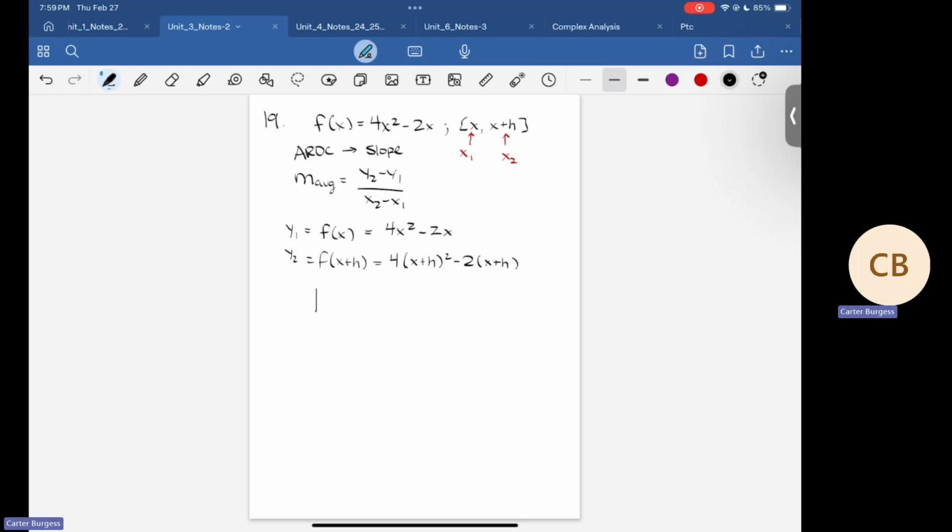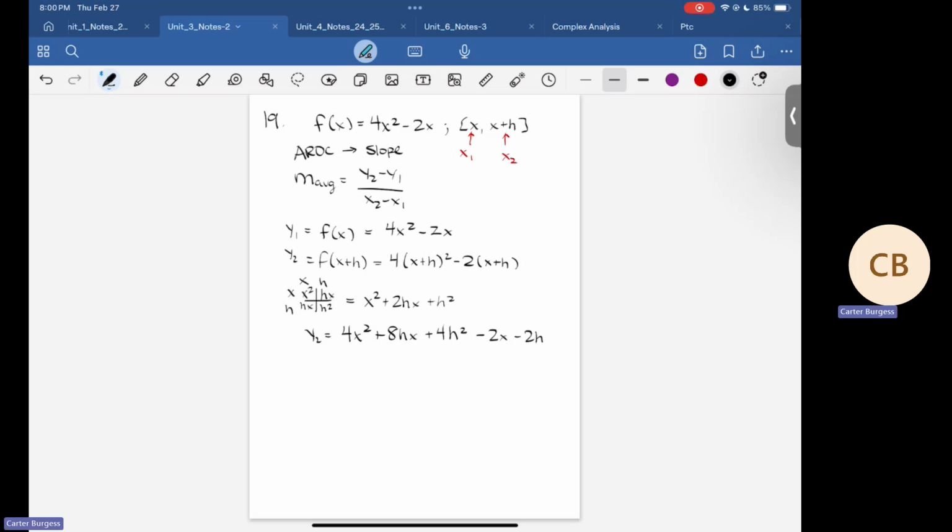So doing a little Punnett square here for (x + h) times (x + h), I get x², hx, hx, and h², which gives me x² + 2hx + h², and then distributing that by 4, I get 4x² + 8hx + 4h², and then distributing this negative 2, minus 2x minus 2h.